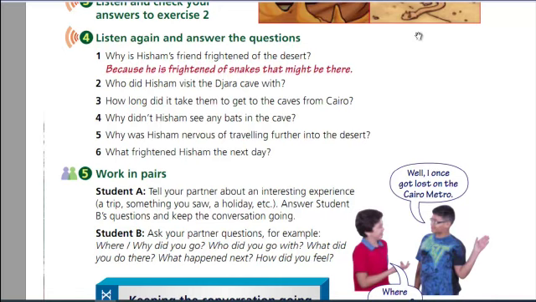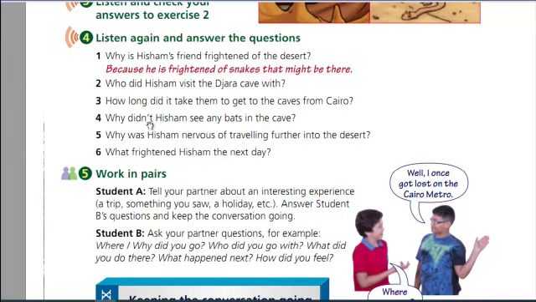Now let's start answering exercise number 4. Here we got question number 2. Who did Hisham visit the Dajara cave with? His relatives from France. How long did it take them to get to the caves from Cairo? It took 1 day.